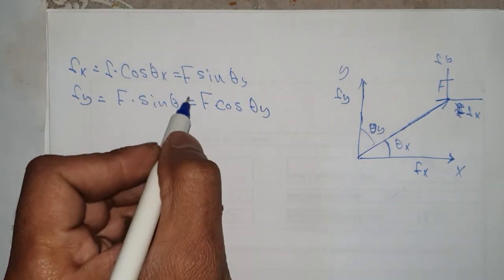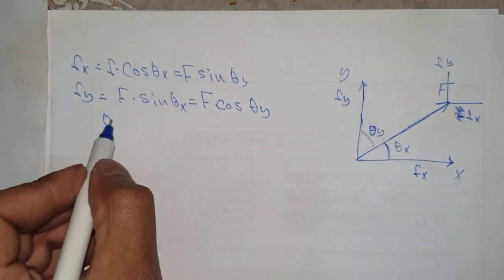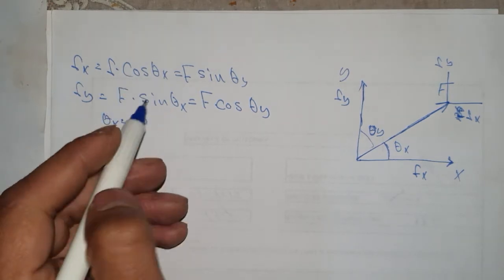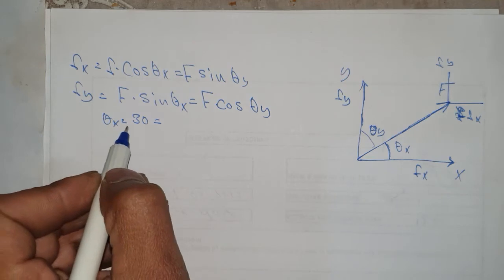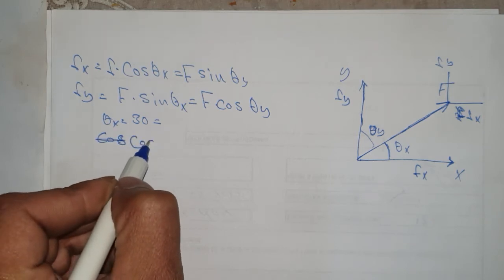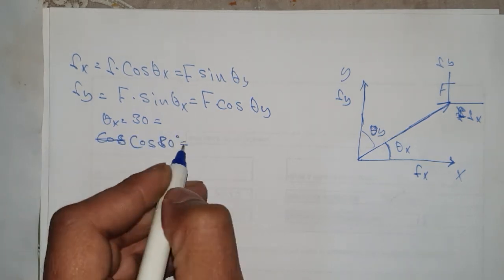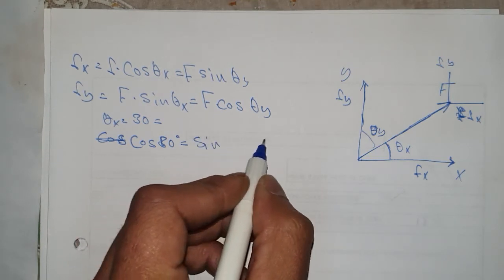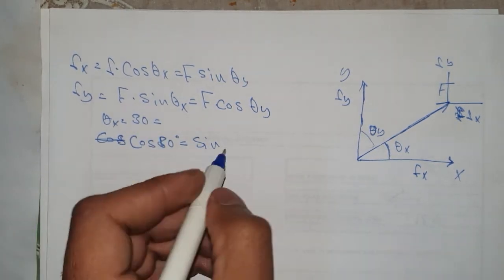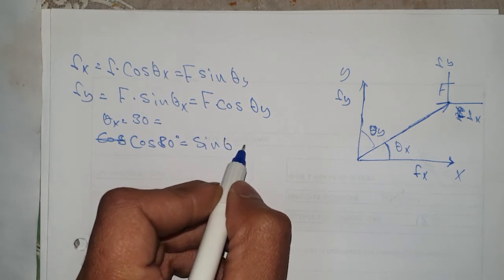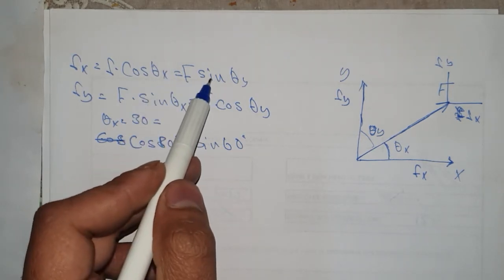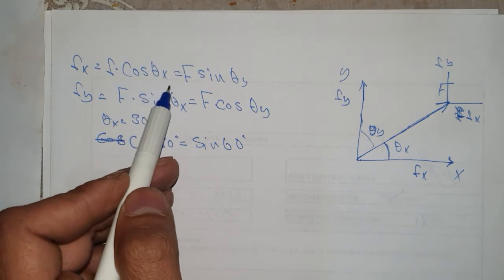What I mean is that these two are equal. Suppose this angle theta x is equal to 30. The cosine of 30 is equal to the sine of, since the whole system is 90 degrees, 90 minus 30, which is 60. So it is equal to the sine of 60 degrees. Because of this, the sine of theta y is equal to the cosine of theta x.